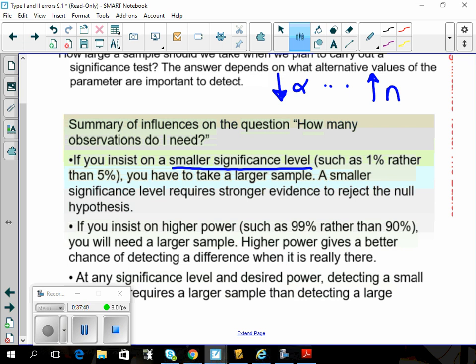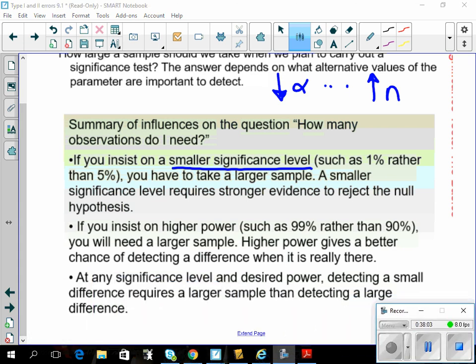A smaller significance level requires stronger evidence to reject the null. So the larger sample you have, the more evidence you have, right? You have more data points, so it's more reliable. It just can't be larger than 10% of the population, right? If you insist on a higher power, remember we want power, don't we? We want the power of the test. We want that strength. So if we want a power such as 99%, you will need a larger sample.